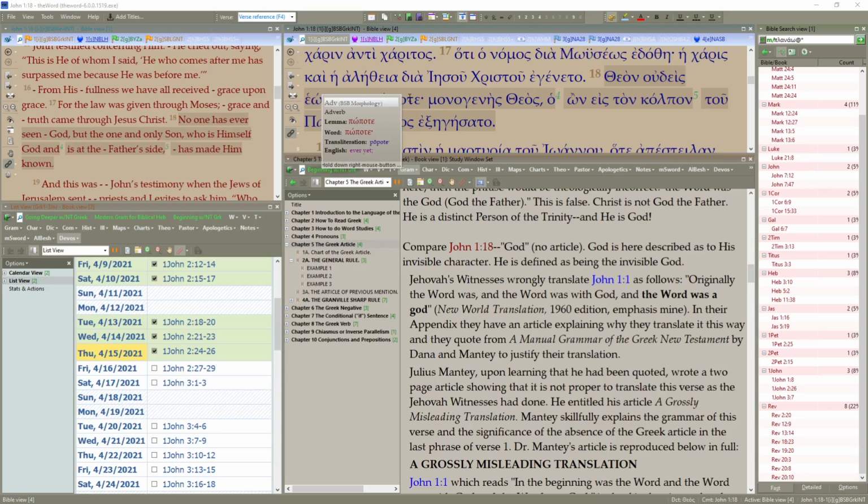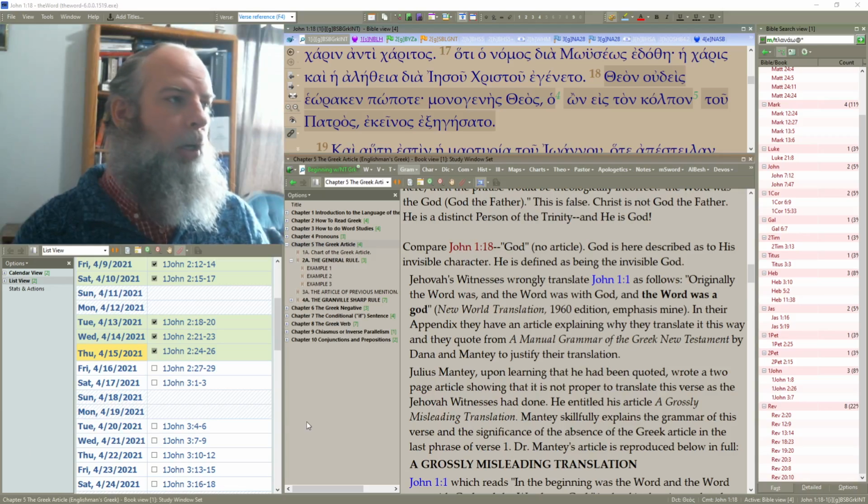He has basically God. No one has seen God. And then we have again the only begotten God. Very interesting. Let's turn the camera back on and we'll continue down. So in here it continues on.